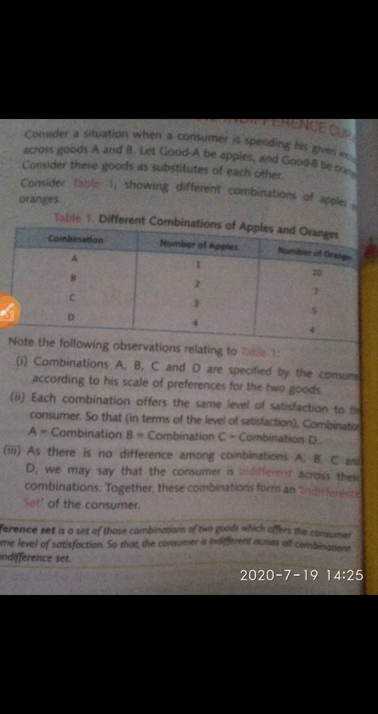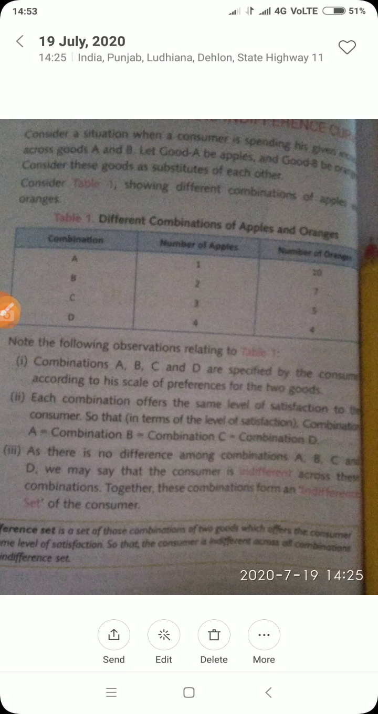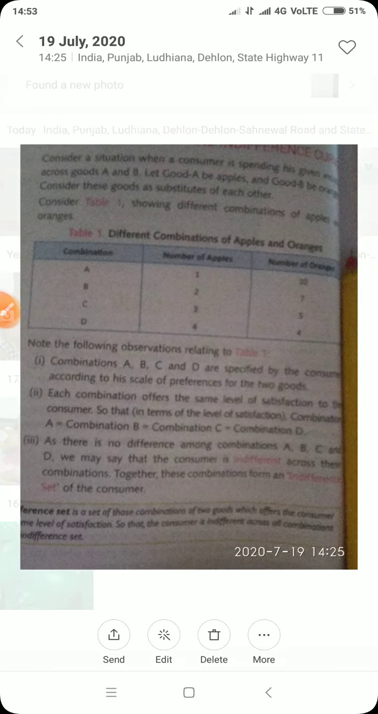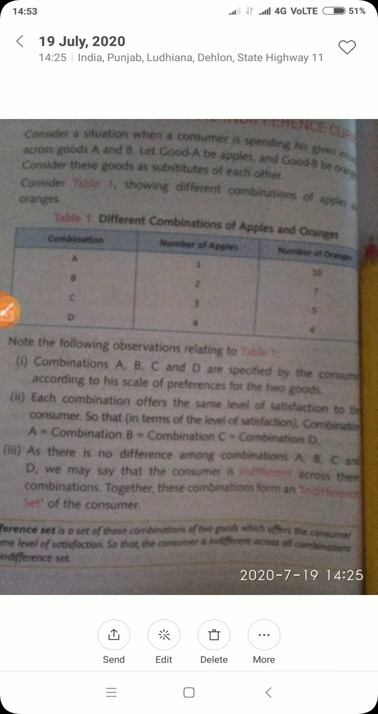That the consumer has different preferences for two goods, and each combination gives the consumer equal satisfaction. And why is the consumer opting for different preferences? Because he has a different approach. He is indifferent towards certain products. So what is an indifference set? An indifference set is a set of those combinations of two goods which offer the consumer the same level of satisfaction. So the consumer is indifferent across the combinations of the indifference set.